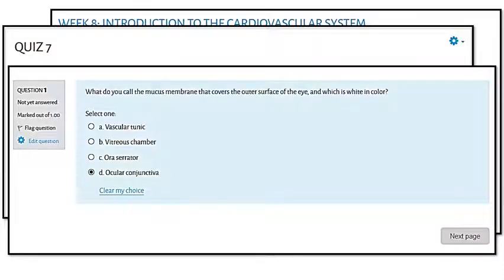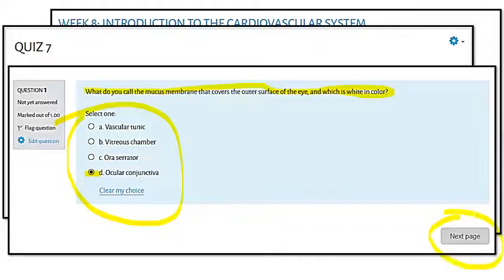Okay, so then it presents you with a bunch of multiple choice questions. So this particular one is actually from the nervous system. So here the question is, what do you call the mucous membrane that covers the outer surface of the eye and which is colored white? And you have 4 options, right? I've clicked on ocular conjunctiva, right? And then once you've entered your answer, remember you only have about 30 seconds to answer. Then you move to the next page and you answer the next question.